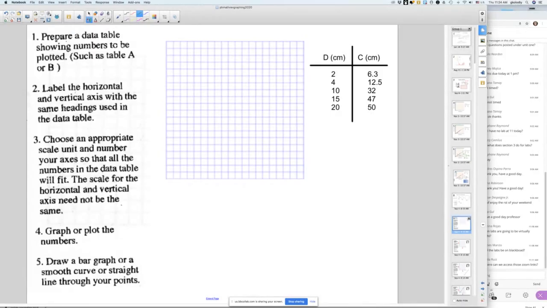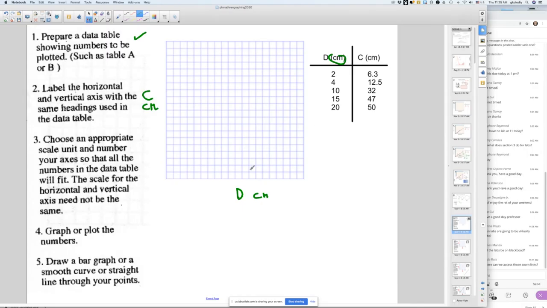So just starting from scratch. First of all, you have to prepare a data table. All right, this is the table. Then you have to label horizontal and vertical axes with the same headings used here. We already said that this is going to be C, this is going to be D, diameter. And the units you're going to use. So in this case, centimeters. This will be centimeters. And this will be centimeters. Okay, that's number 2.